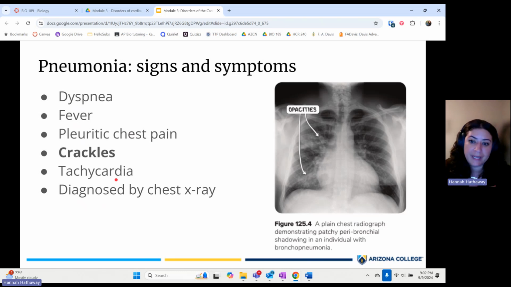Pneumonia is diagnosed by a chest x-ray where you can actually see the fluid. You can see opaque things. Normally the lungs are filled with air. It's empty space. Empty space doesn't show up on an x-ray, but you'll be able to see that fluid within the chest.